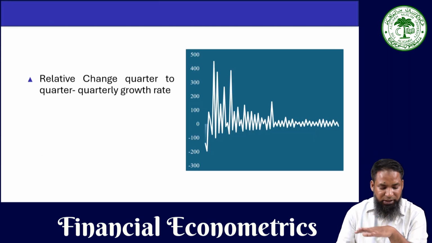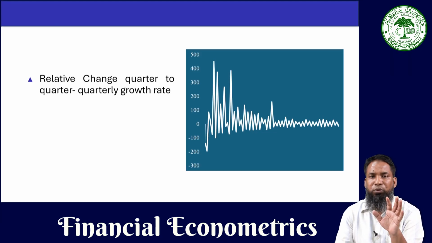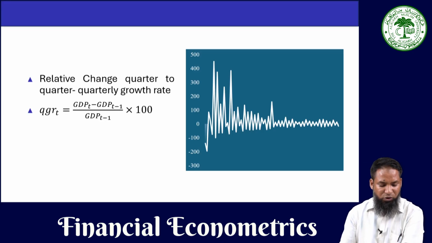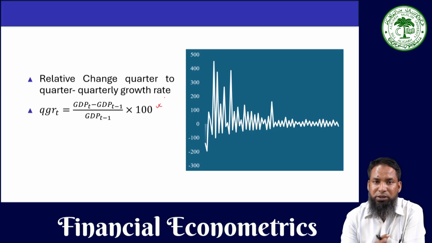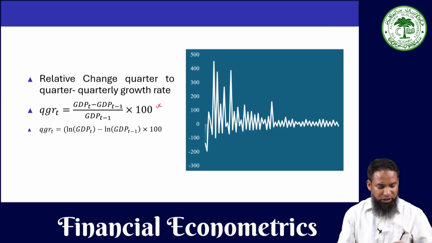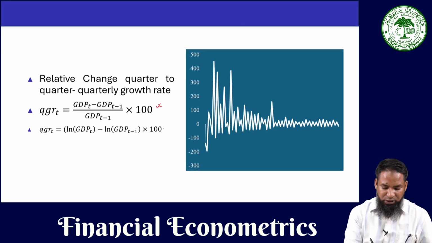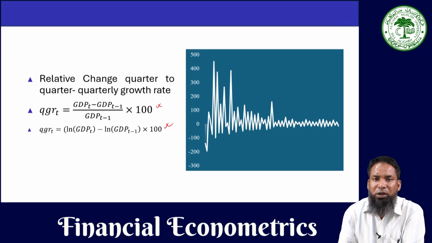Now let us say we take the relative change from quarter to quarter, in another sense the quarterly growth. We will use this formula. However, this is what we know as the discrete growth. We have also discussed in the previous lectures that we can have the counterpart of this, the continuous quarterly growth. So either you can use this or we can use the logarithmic form.